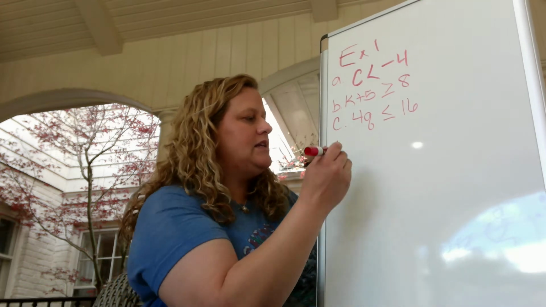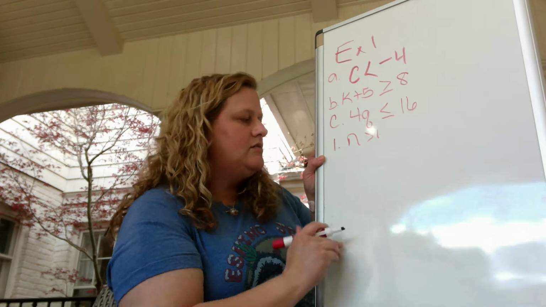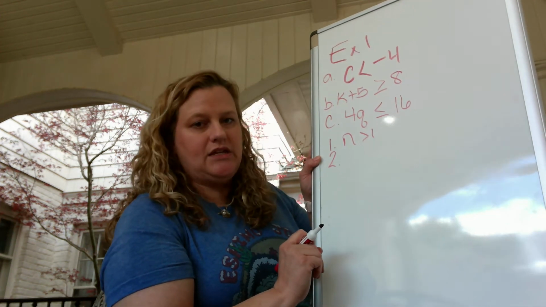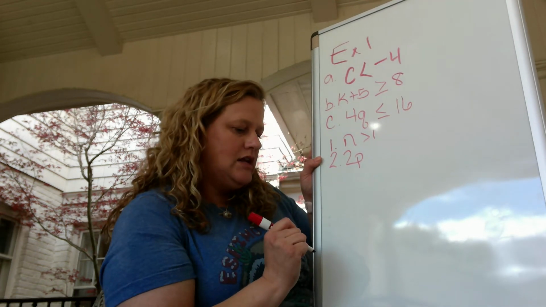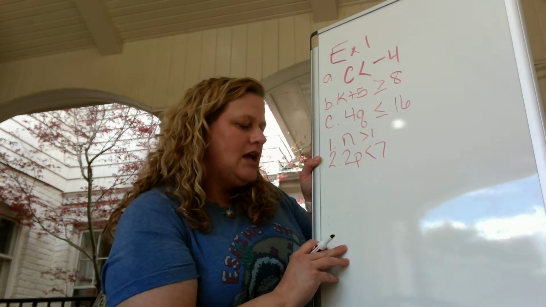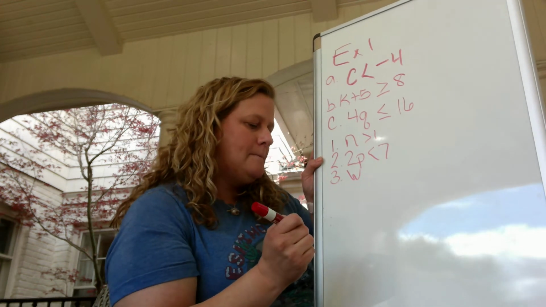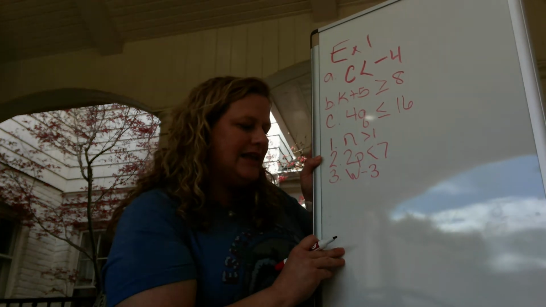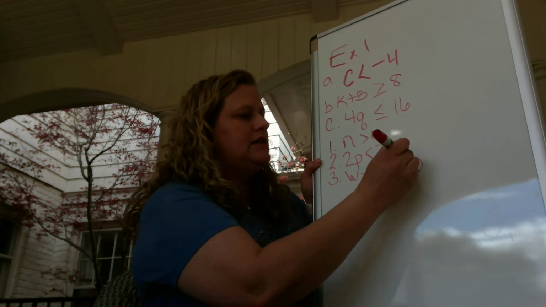A number n is greater than 1. Number 2 is 2 times, or twice a number p. Twice is 2 times, so 2p is fewer than 7. And number 3 says a number w minus 3 is less than or equal to 10.